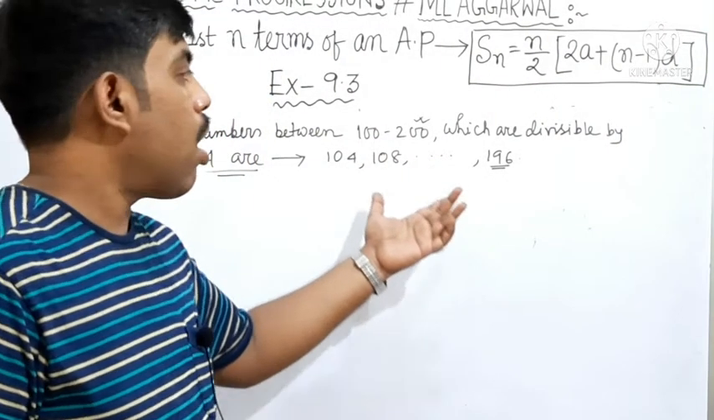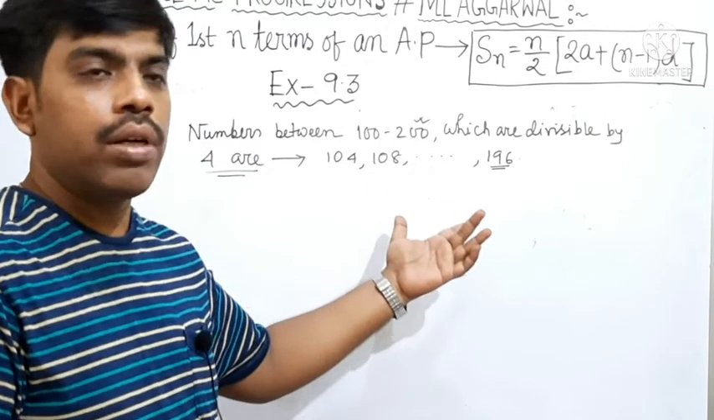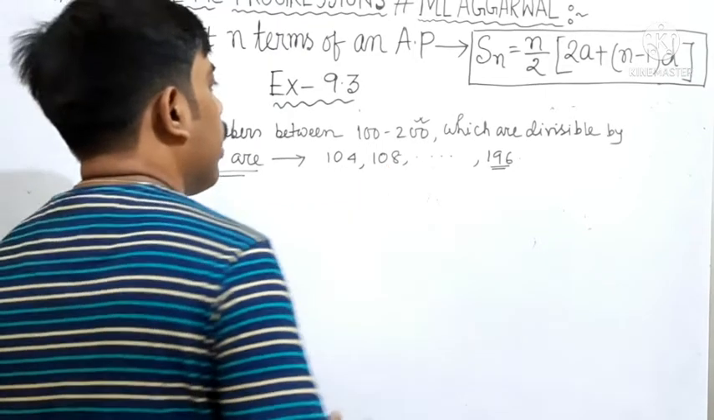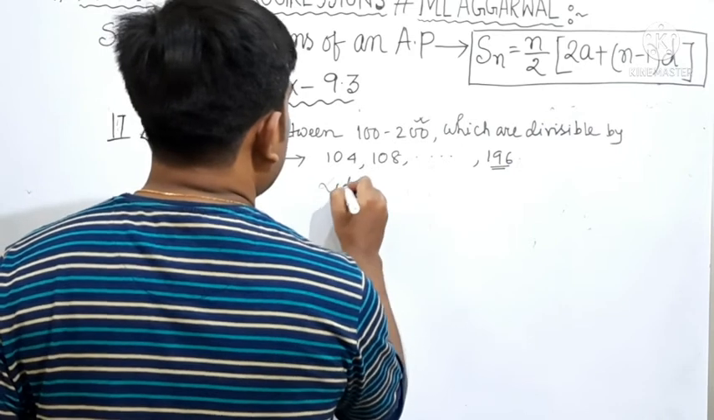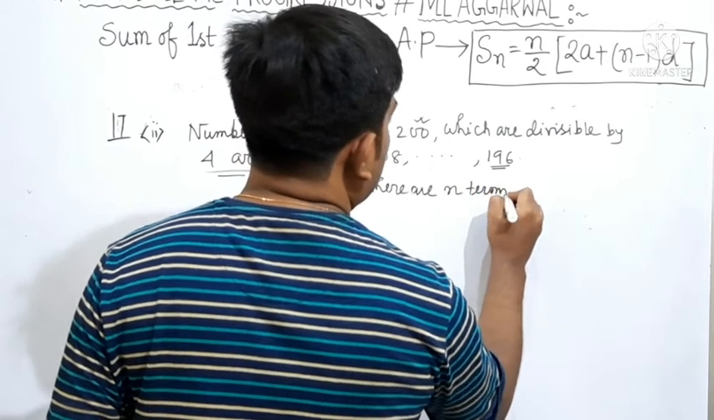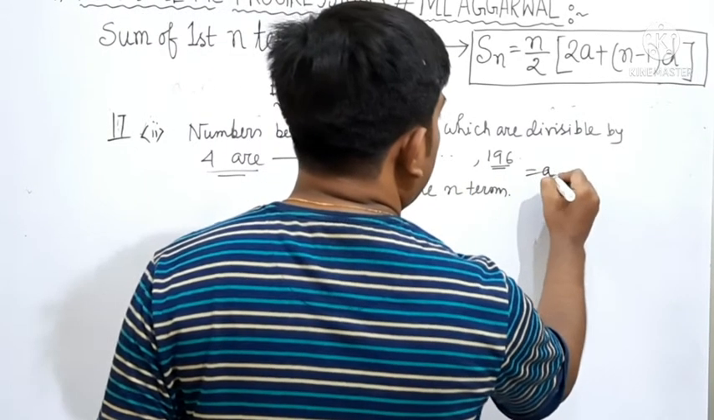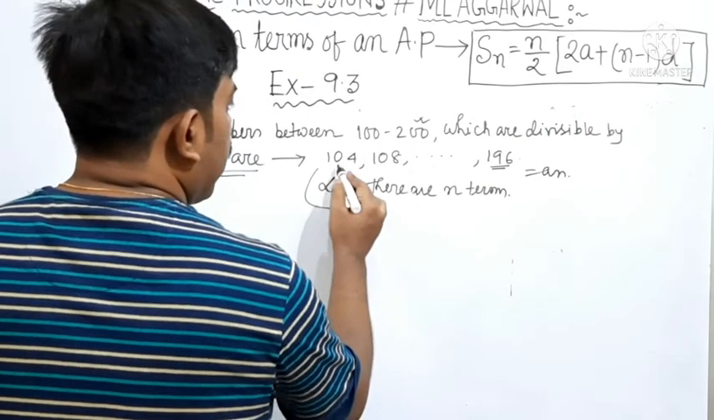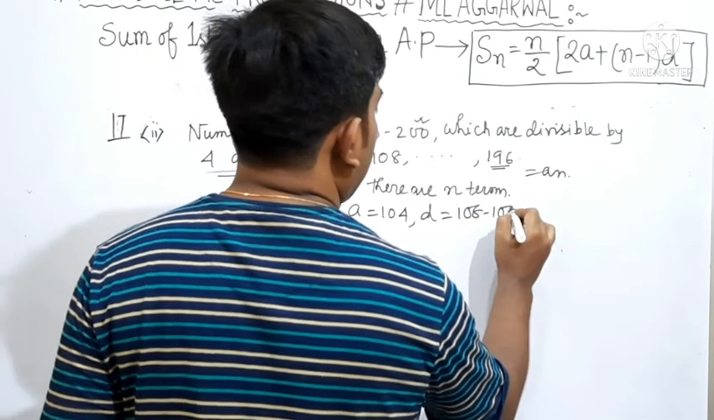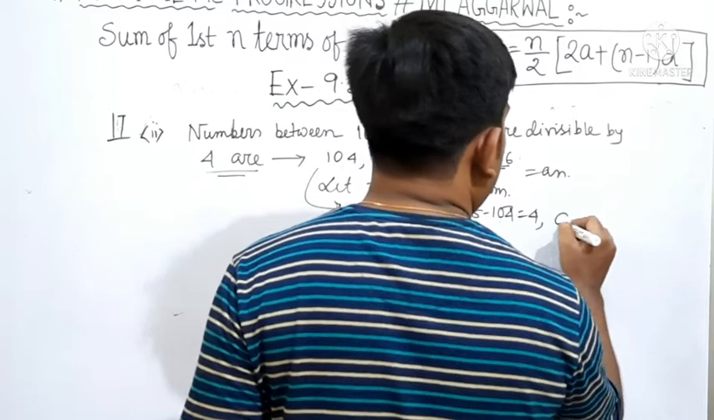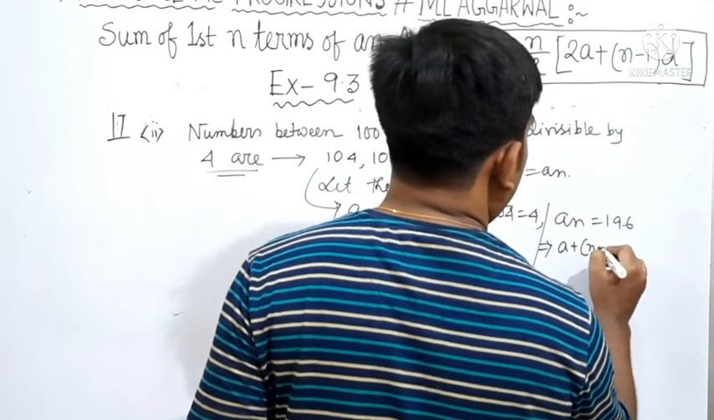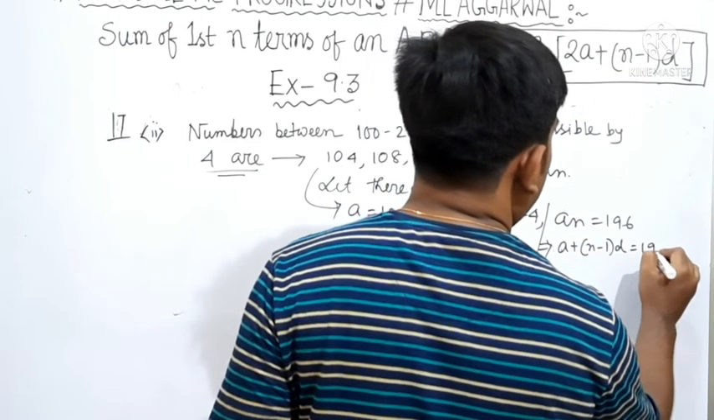Okay, but I do not know how many terms are there. So at first we have to find out how many terms are there in between 100 and 200 which are divisible by 4. So let there be n terms. So the last term will be the nth term. So from here we get a is equal to 104, d is equal to 108 minus 104, obviously it will be 4, and an is equal to 196, and from that we will get a plus n minus 1 into d is equal to 196.